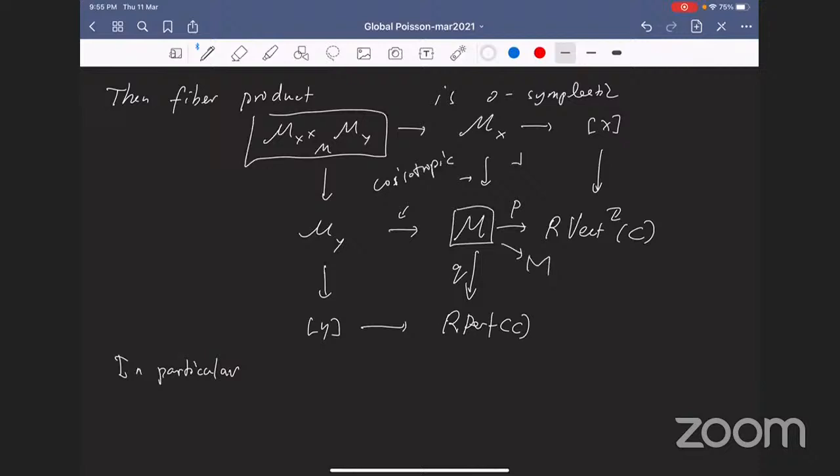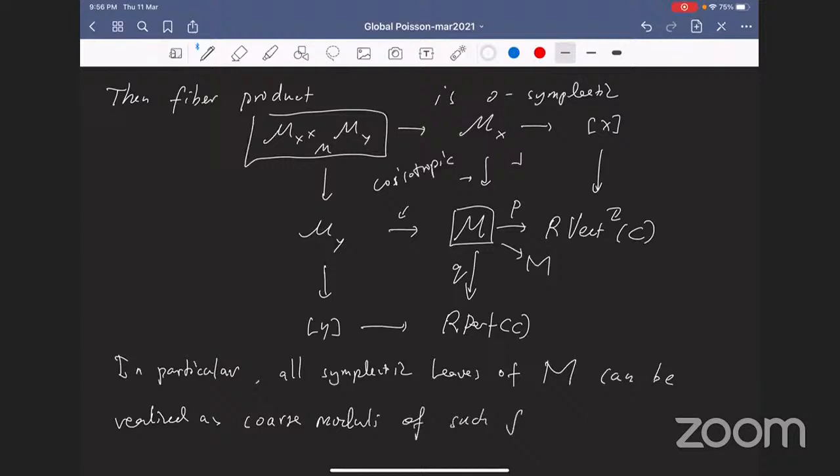So in particular, all symplectic leaves in the classical sense of the stack, or of the coarse moduli space, the scheme, can be realized as a coarse moduli scheme of such fiber products. So in other words, this theorem in the derived sense classifies the symplectic leaves of the stack M.